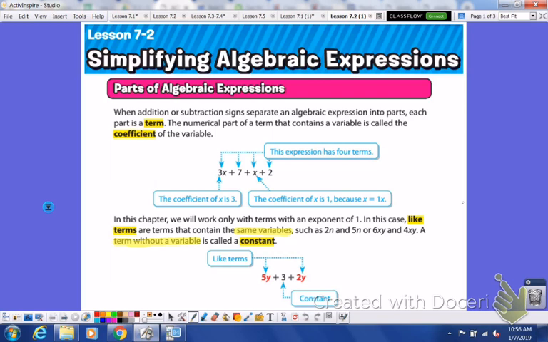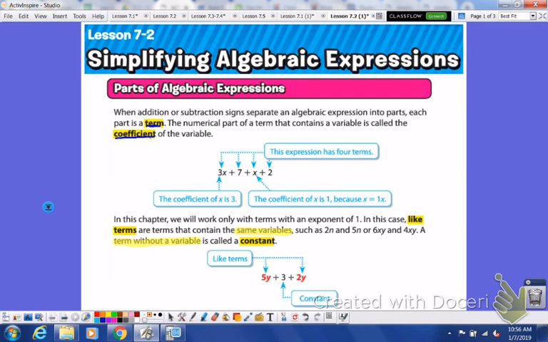So, parts of the algebraic expression. When addition or subtraction signs separate an algebraic expression into parts, each part is a term. So here's your first vocab. Each of the different parts separated by addition or subtraction is your term. The numerical part of the term that contains a variable is called the coefficient of the variable. Here's your second vocab word. In this chapter, we will work only with terms with an exponent of 1.